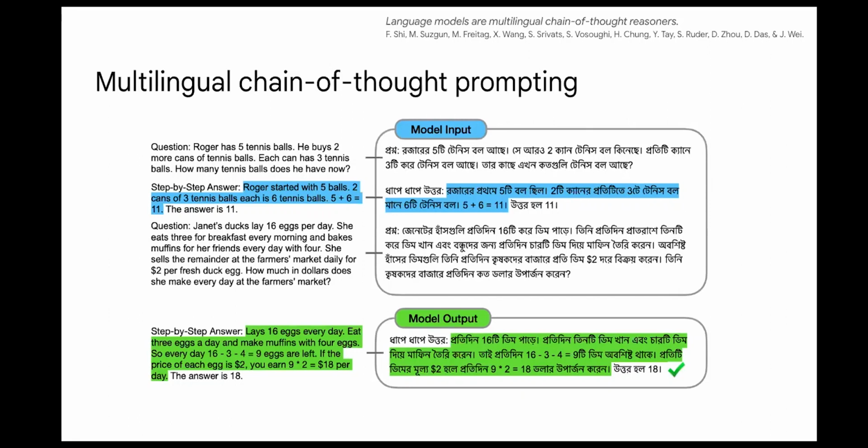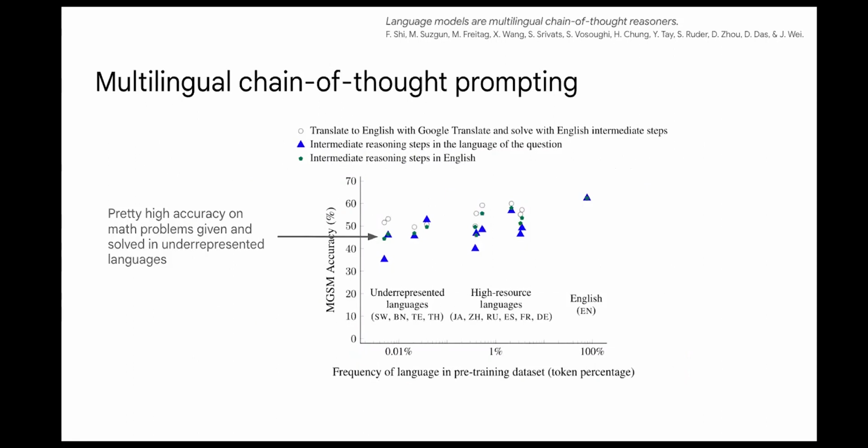And basically what you can see is that you can even get the language model to do math word problems in Bengali. So here's an interesting plot where the x-axis is the frequency of the language in the pre-trained data set as a percentage of the words in the pre-trained data set. So English is like 80% of the training data, and then you have these underrepresented languages like Swahili or Bengali, which are like 0.01% of the data set. And then you can measure the language model's ability to do the same math word problem in different languages.